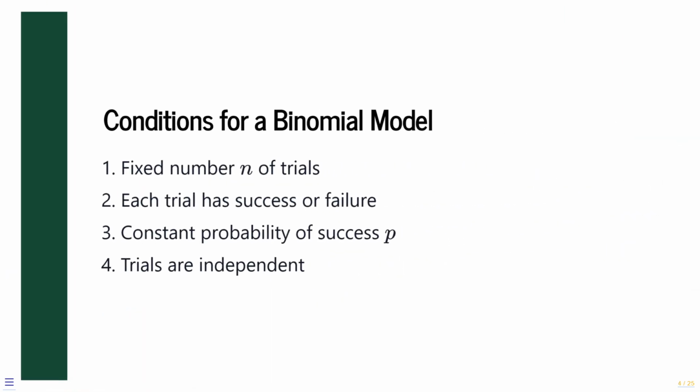Before applying the binomial model, we must check several conditions. First, the number of trials must be fixed in advance. Second, each trial must produce only two outcomes, typically labeled success or failure. Third, the probability of success must remain constant from trial to trial. Fourth, the trials must be independent, meaning the result of one trial does not affect another. These conditions ensure the binomial formula applies correctly.